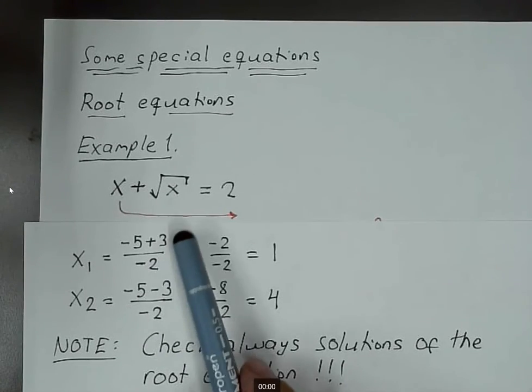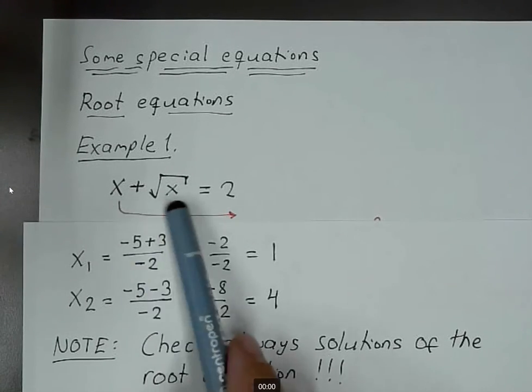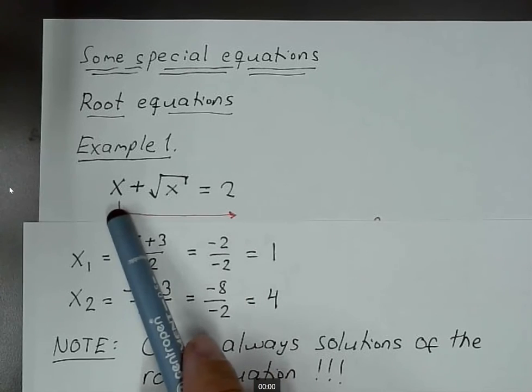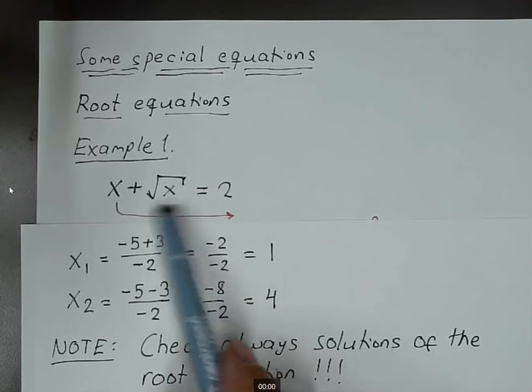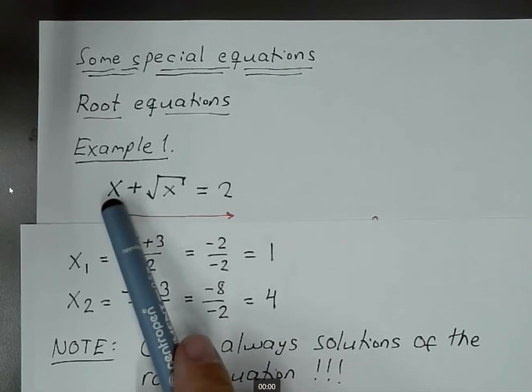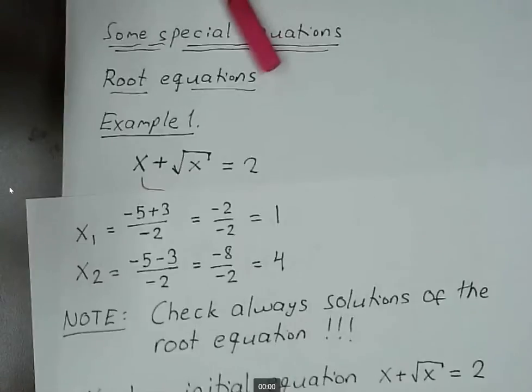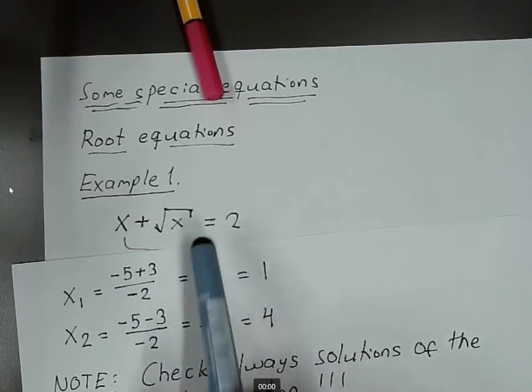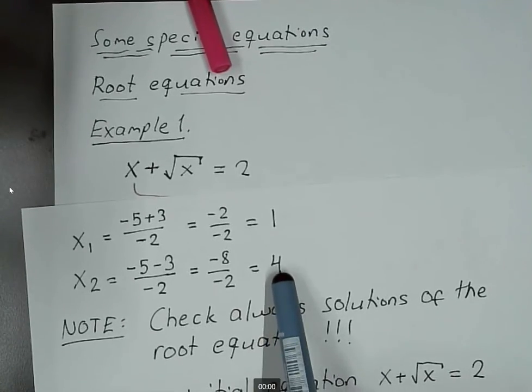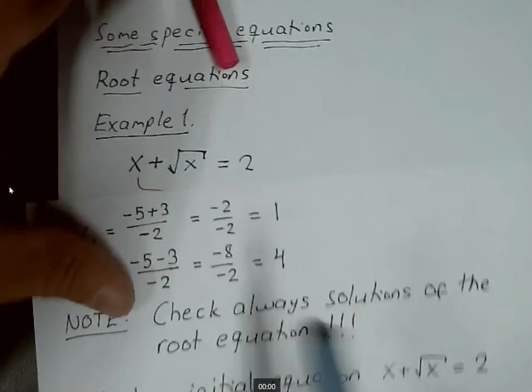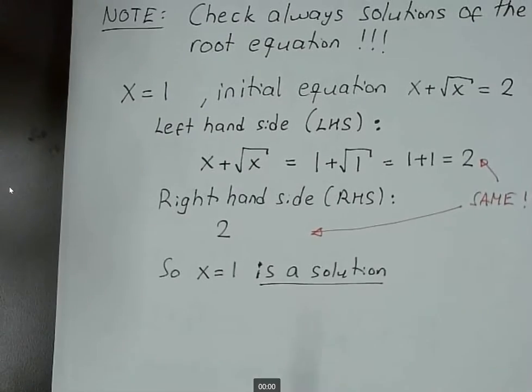This was such a simple equation that you could guess the solution when you watch this equation. 1 plus the square root of 1, of course that is 2. But there may be another solution also, and now we have one candidate there. It may be x equals 4. So let's take that.